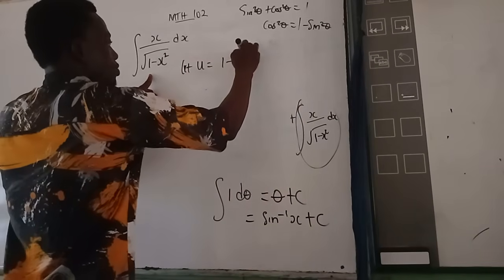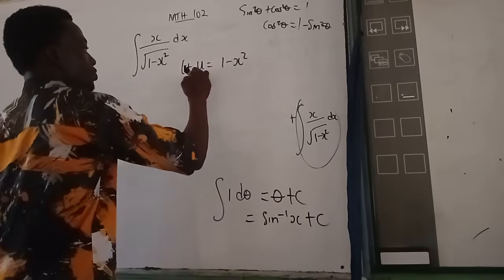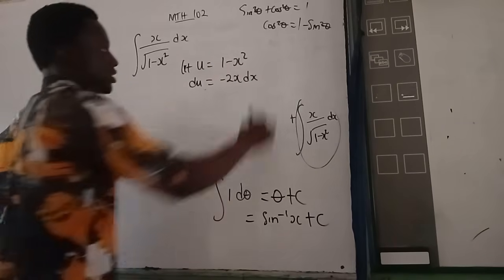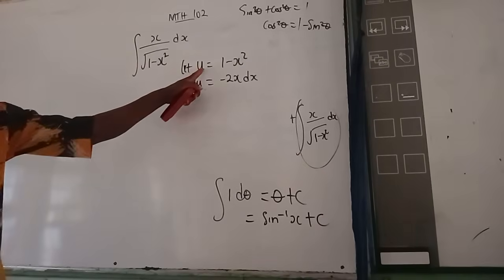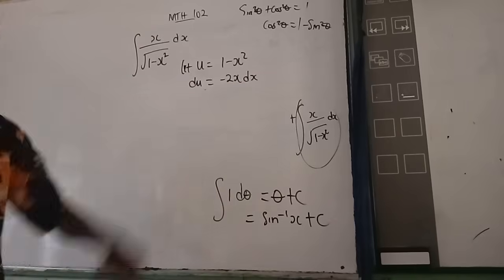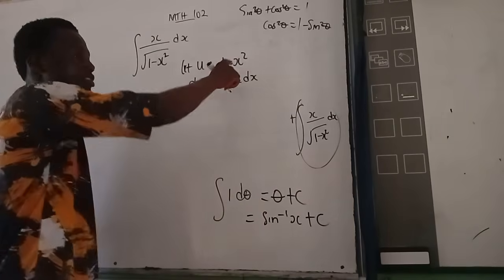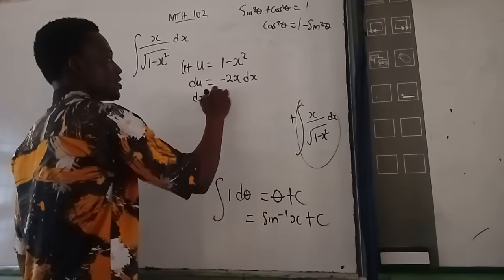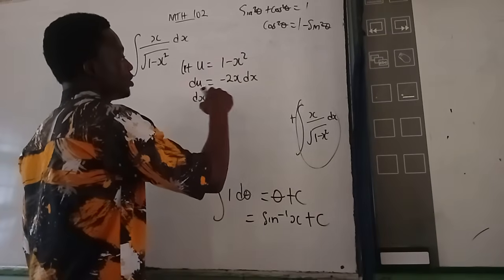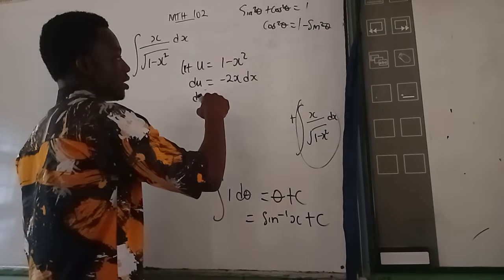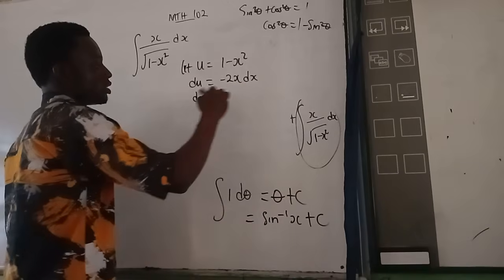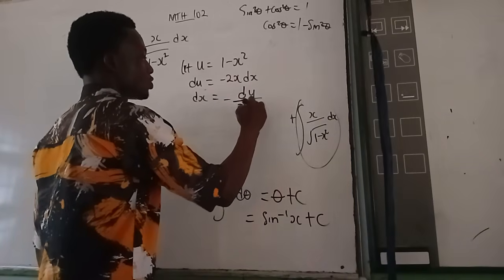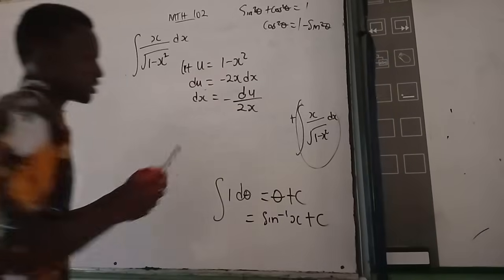Now here, let u be 1 minus x squared. Now differentiate u. du will give us minus 2x dx. Isn't it? If you differentiate 1, you get 0. If you differentiate minus x squared, you get minus 2x dx. Make dx the subject of the formula. dx equals what? dx now is going to give us minus du over 2x. Is that clear? That's our dx.